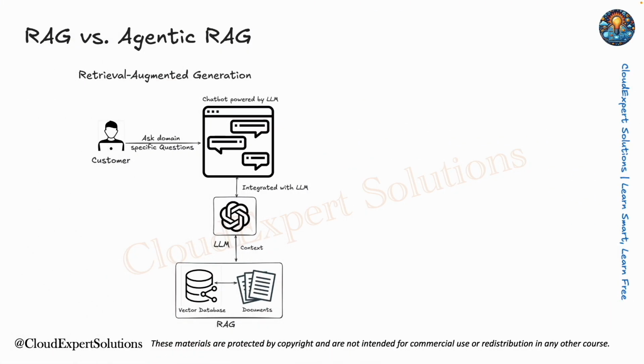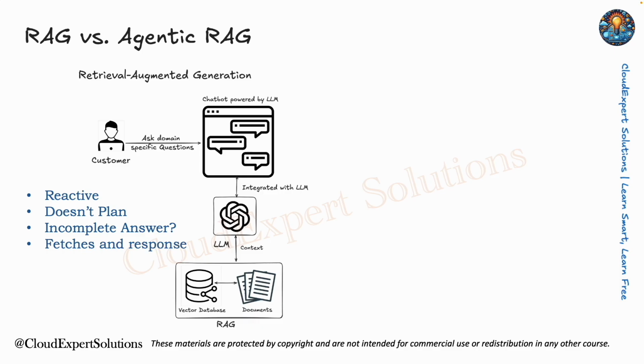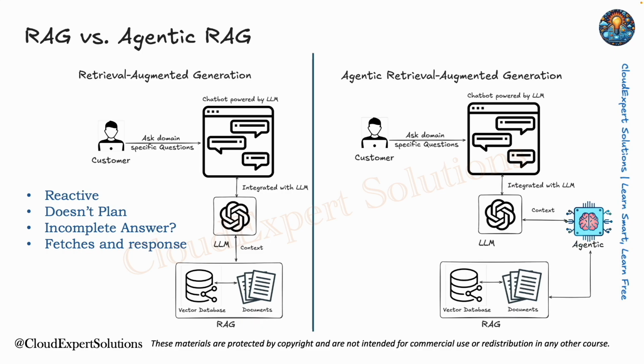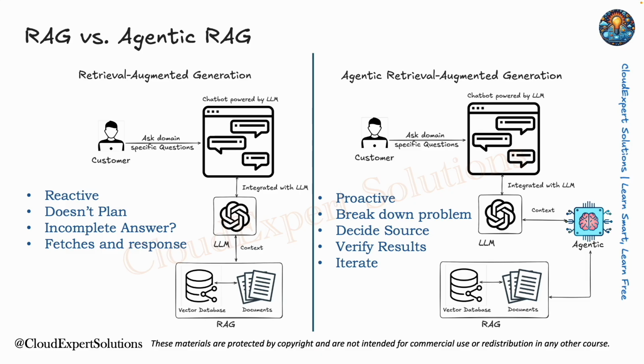Now you might wonder, how is agentic RAG actually different from plain RAG? With RAG, the AI retrieves documents and stitches together an answer, but it's still reactive. It does not plan. It does not know if its answer is incomplete. It just fetches and responds. With agentic RAG, the AI becomes proactive. It can break down the problem, decide which sources to consult, which tool to use to verify results, and even iterate until the answer is relevant.